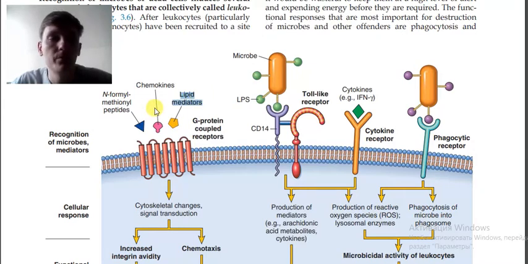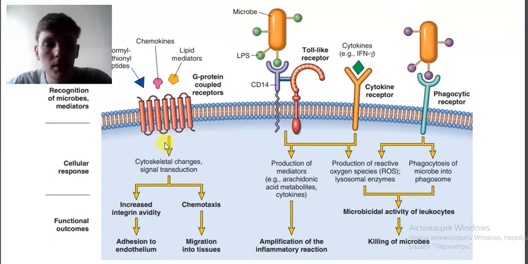So also, what we discussed, for example, compounds produced by lipoxygenase. They activate the G protein coupled receptors, in neutrophils first of all, and then it causes cytoskeletal changes and signal transduction, and it causes chemotaxis and migration into tissues. On the other hand, they have increased integrin avidity and adhesion to endothelium. That's what we discussed in the previous part of the lecture.